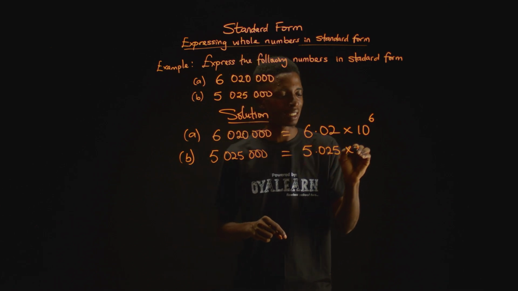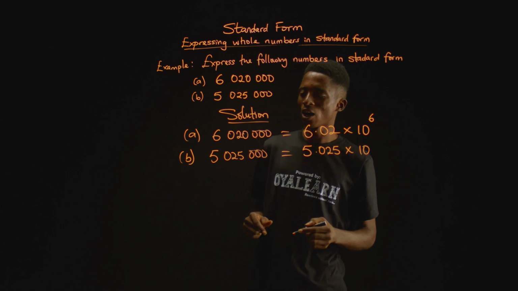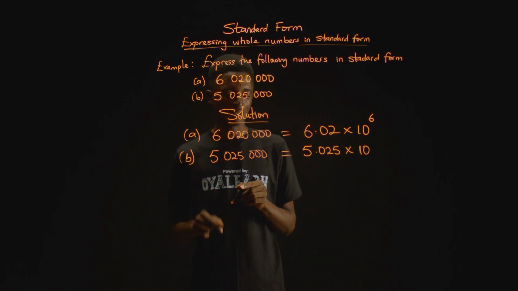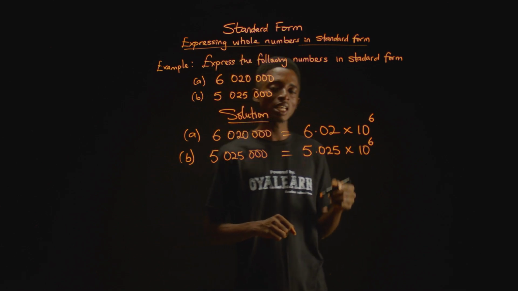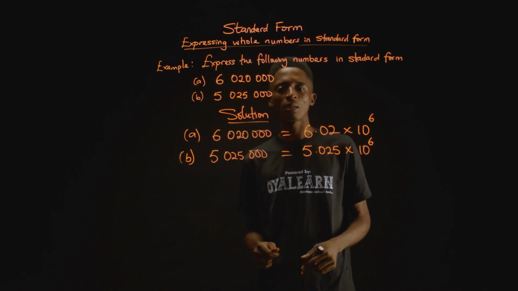And then we multiply this by a power of 10. And that will be the number of digits after 5. And this is also 6. Hence it is 5.025 times 10 raised to the power of 6.